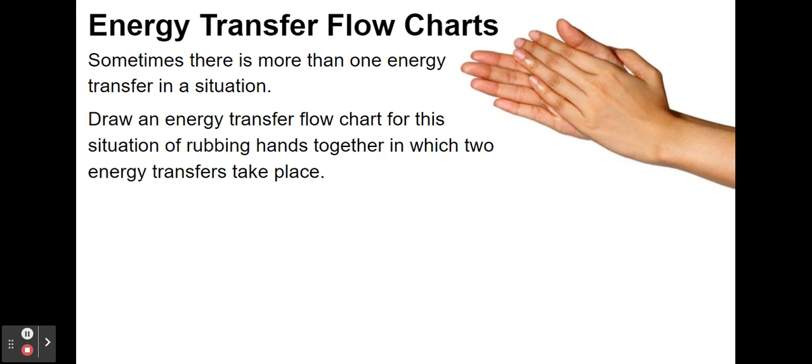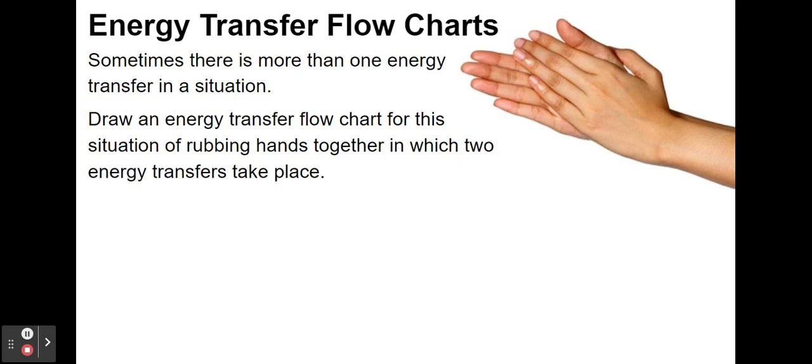We're now going to look at a slightly more difficult situation where you have more than one transfer. So very often in physics, you're not just going to have one transfer, you're going to have multiple taking place. And as you go further down through your career at school, you'll also then start looking at what we refer to as useful and not useful transfers. But for now, we're just going to look at the transfers. So here we have a situation of somebody rubbing their hands together, and there are two energy transfers taking place.